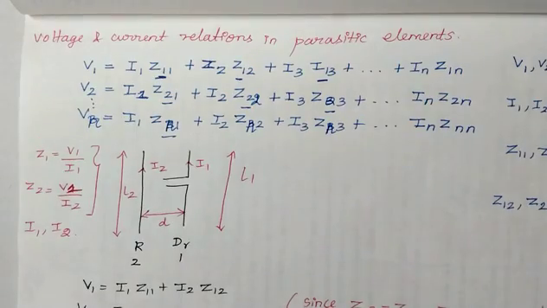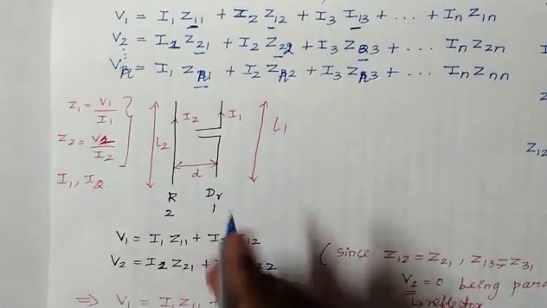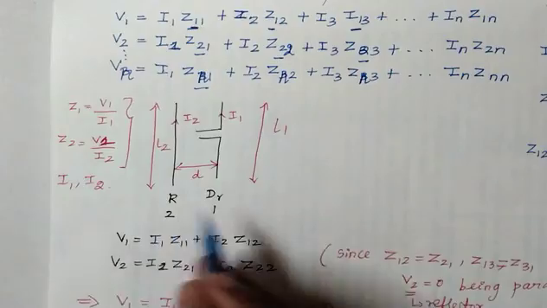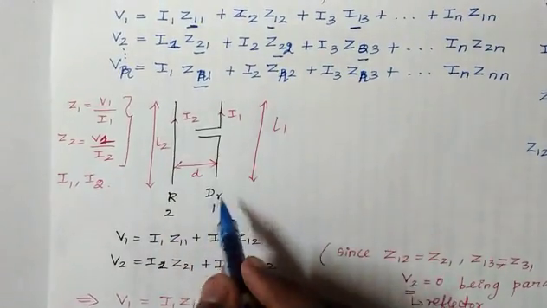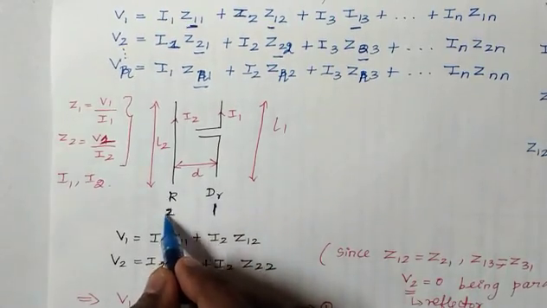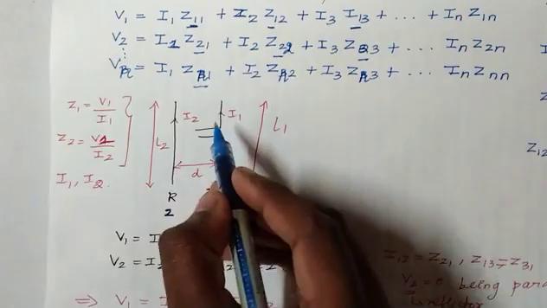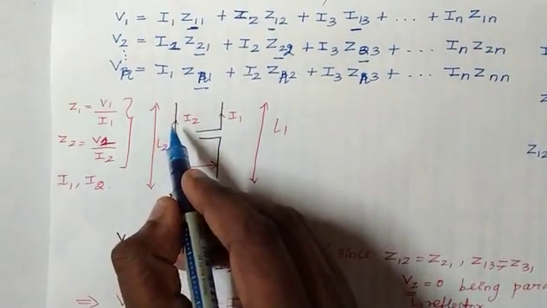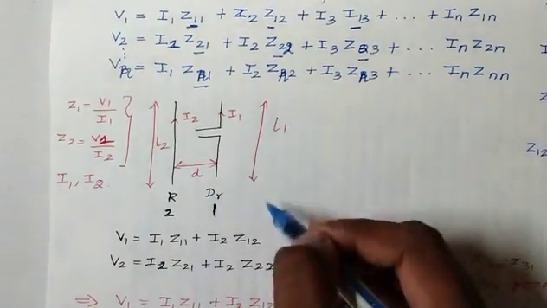So this is a driven element and it is represented as number 1, and the reflector is represented as number 2. The current going through this is I1, the current going through this is I2. The length of this is L2 and the length of this is L1.